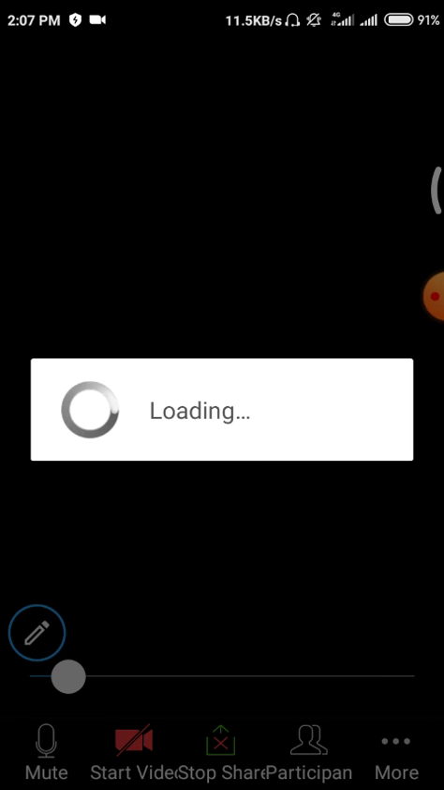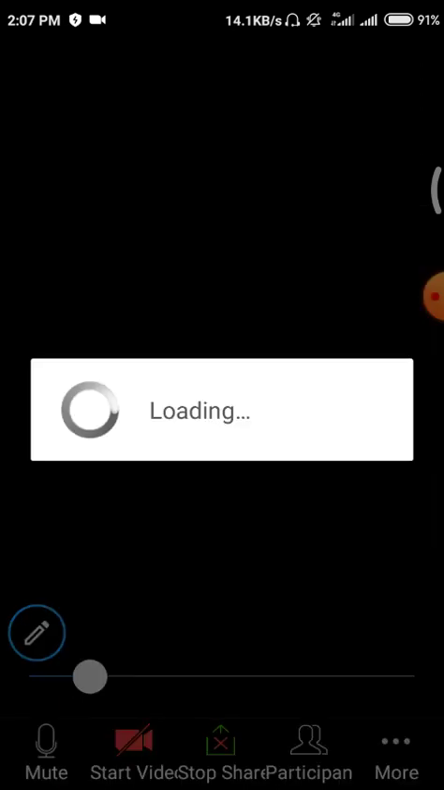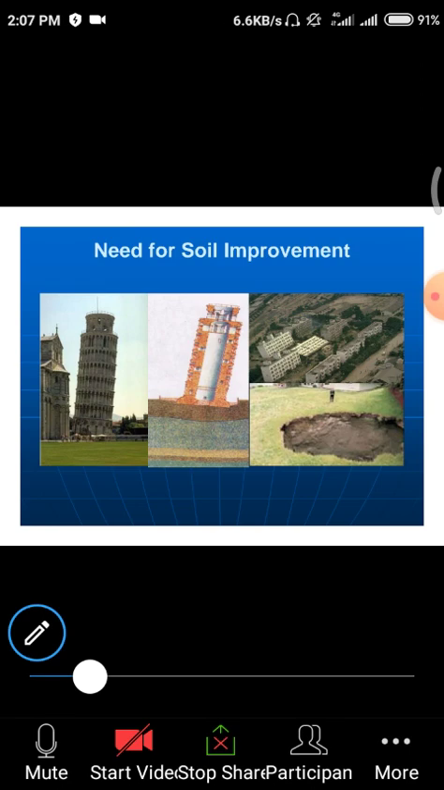First of all, we need to have this introduction. This is the need why we have to apply these soil ground improvements. One of the structures is the Pisa tower. The entire tower is bent due to some weak structural properties. That is, the ground is not properly densified.